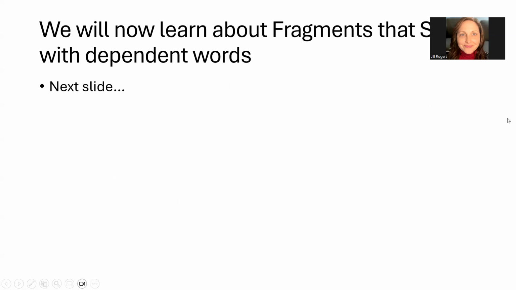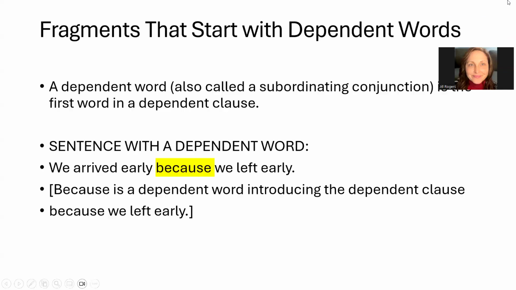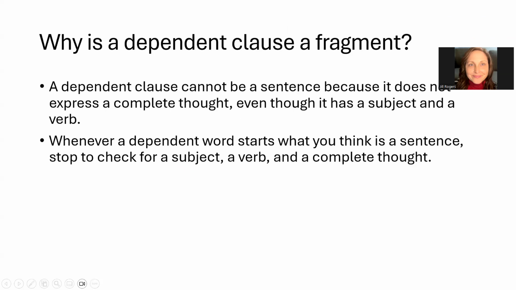Okay, so that's all we need to know for now, and we're going to learn about fragments that start with dependent words. And then we're going to practice both together. Okay, so fragments that start with dependent words. A dependent word is also called a subordinating conjunction. We actually will be talking about this week as well, but they're words that make a dependent clause. Okay, so let's take a look at some common ones.